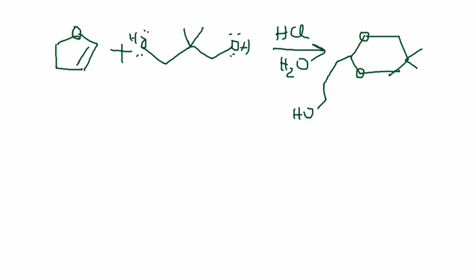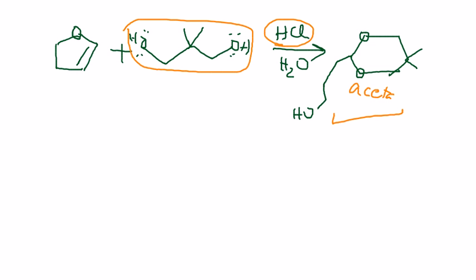Alright, let's take a look at another mechanistic problem. So you were given essentially these two starting materials, and in presence of an acid, HCl aqueous conditions, this is the product that you're seeing. Hopefully you're able to track the two methyls, so hopefully you can see that essentially this particular reagent is going to generate this acetal, and that's the key thing here.